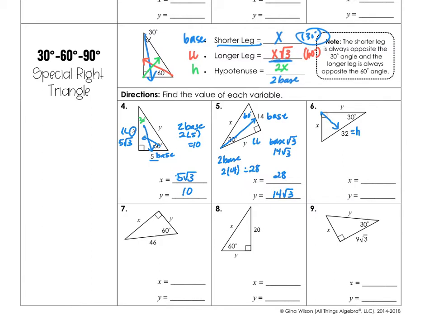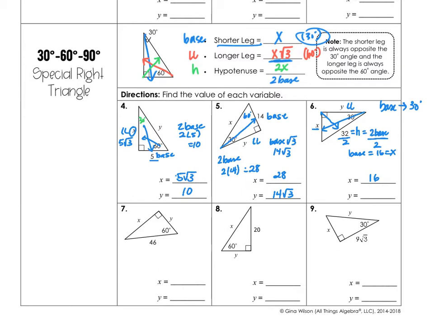Now, if it gives you the hypotenuse, you can easily find the shorter leg, which is the base. The hypotenuse formula is 2 times the base. So to find the base, we're going to divide by 2. And so our base is 32 divided by 2, which is 16. Now, you got to figure out which measure that is. The base is always across from the 30-degree angle. So the 30-degree angle is here, it's across. So our base is X. So X is 16.